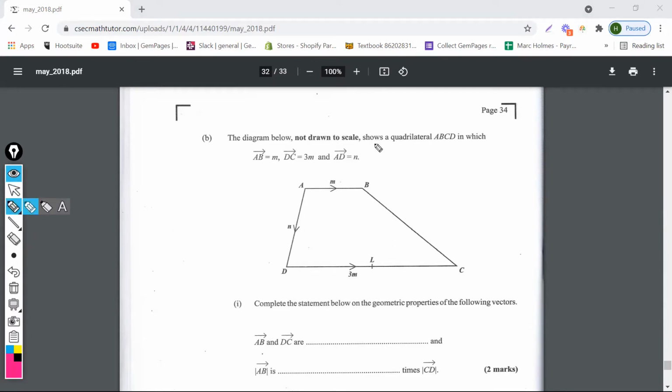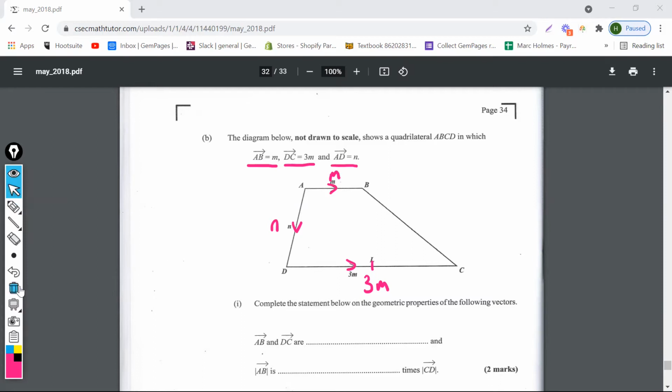So this one says, guys, AB is equal to M, DC is equal to 3M, and AD is equal to N. So that's all they give us. And they say it's a quadrilateral, ABCD, in which we have this, right? So here is N going downwards. Here is M. And here is 3M. And they say there's a L here as well.